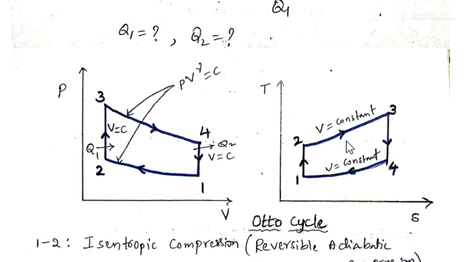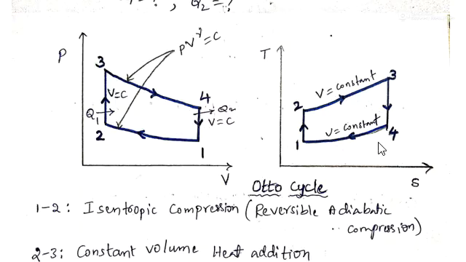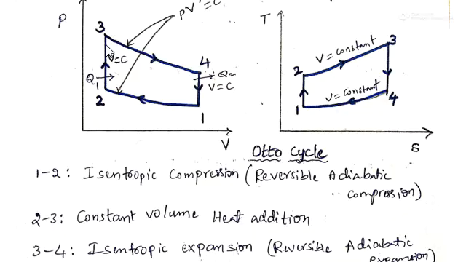Before that, let us see what the Otto cycle is. The Otto cycle consists of two reversible adiabatic processes and two constant volume processes. This is the PV and TS diagram for the Otto cycle. In this PV diagram, process 1 to 2 is an isentropic compression, or reversible adiabatic compression process. A reversible adiabatic process is also called an isentropic process. Next, 2 to 3 is a constant volume process in which heat is added, so it is a constant volume heat addition process.